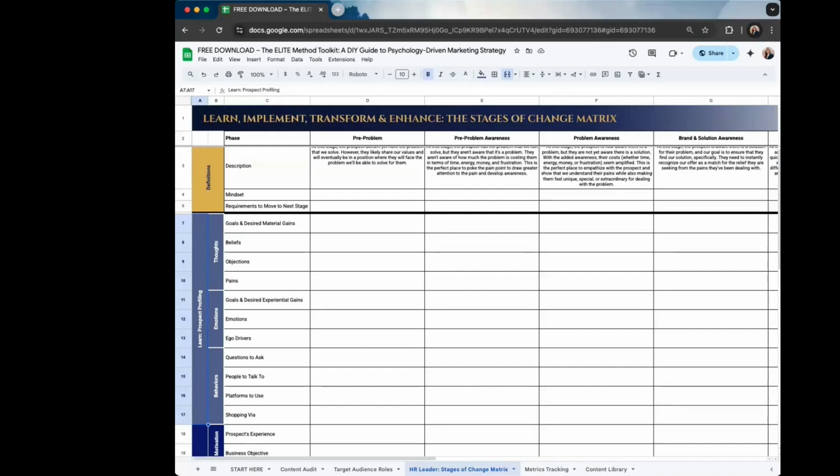In the next video, we're going to talk about how to use the Stages of Change Matrix tool for step 3, implement. Remember, I'm walking you through our ELITE method, and it's important that you follow the steps in order. ELITE: examine, learn, implement, transform, enhance.